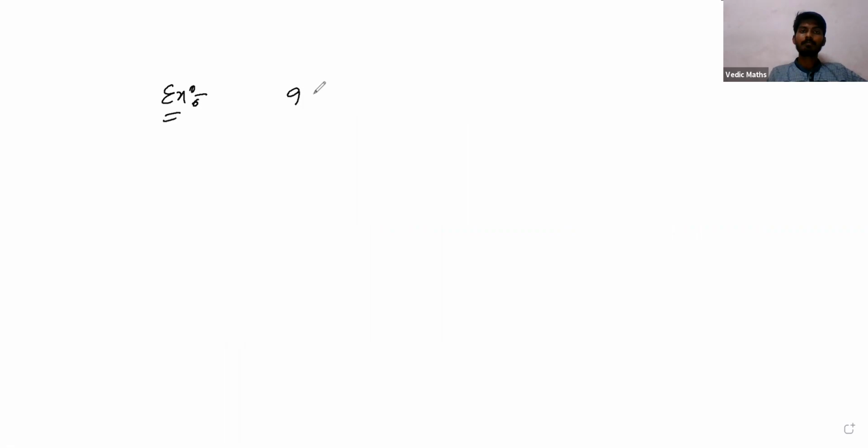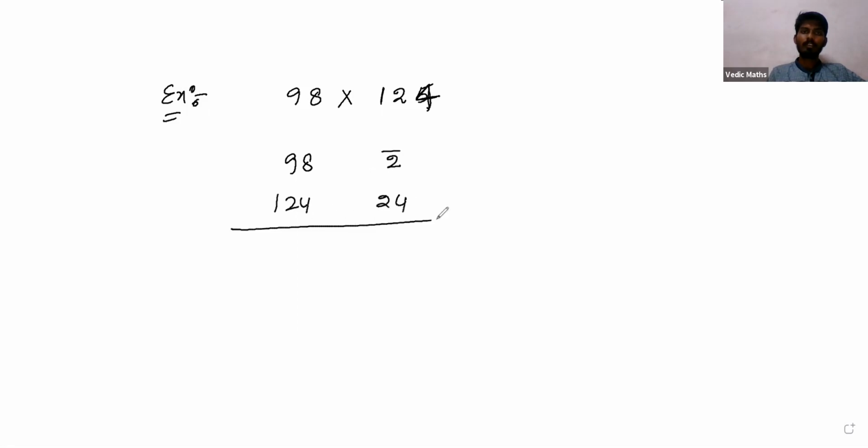Suppose 8 into 125. Let me take this as 124, then it seems to be good. The deviation of 98 will be -2, and the deviation of 124 will be 24. After that, we do cross addition, any one of these. Then you are getting the left part. In the right part, we multiply 24 into -2. Yeah, so this example is not suitable.